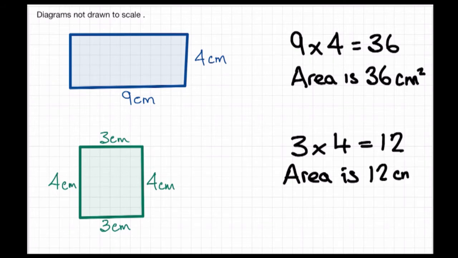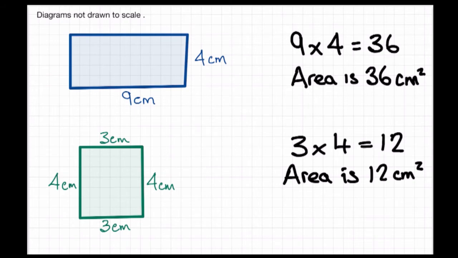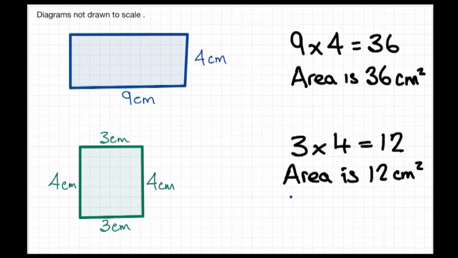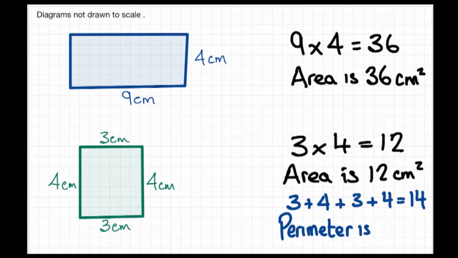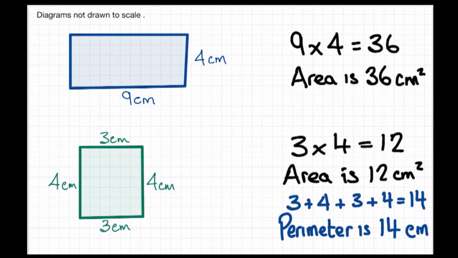12 centimeters squared. Now, we can also work out the perimeter of this green rectangle. We just add up the lengths of all of the four sides. 3 plus 4 plus 3 plus 4, which is equal to 14. So the perimeter is 14 centimeters. It's a length. It's a length that goes all the way around the rectangle.